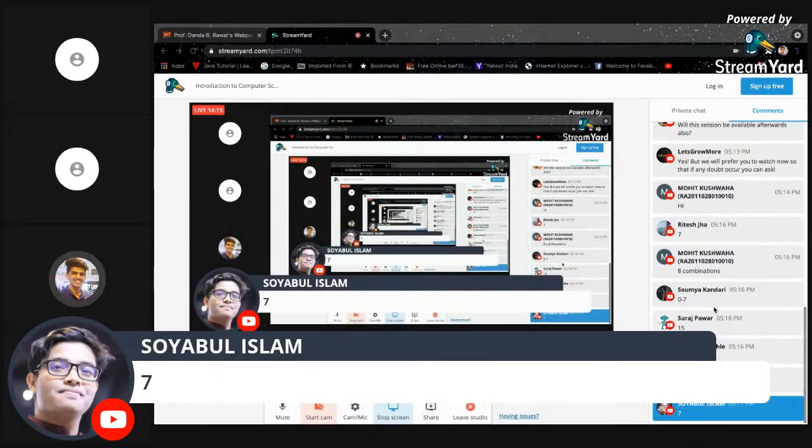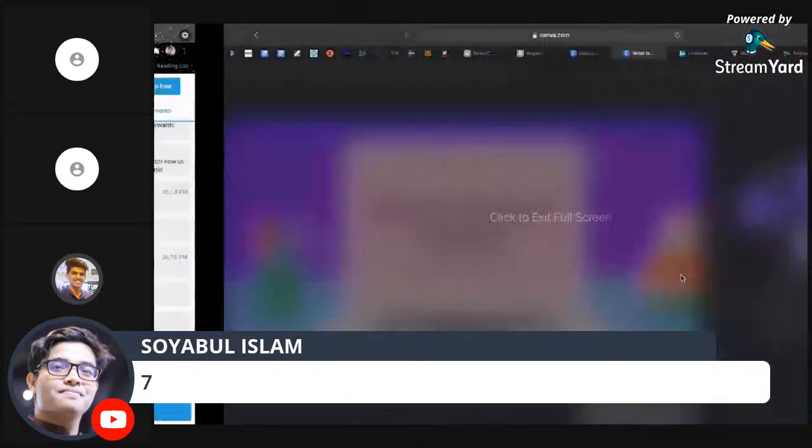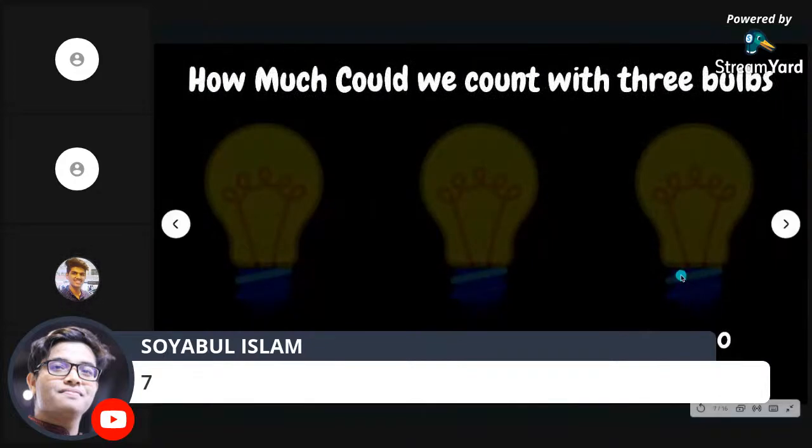So guys, Soumya and Mohit, you both are right. As Soumya said, it can represent the numbers between 0 to 7, which is in total 8 combinations. So let's hop into it and see how it's happening. It's really correct that in total it can show 8 combinations, which means digits 0 to 7. So let's have an example.